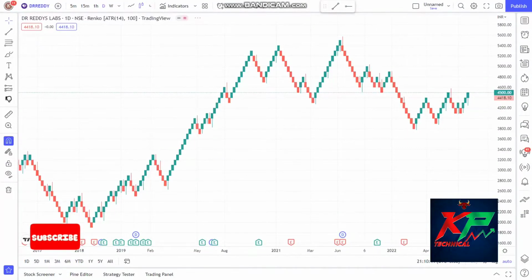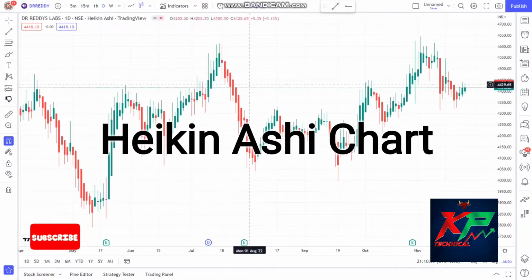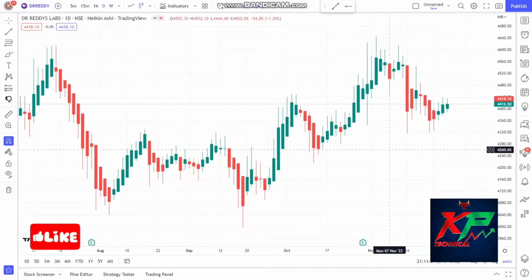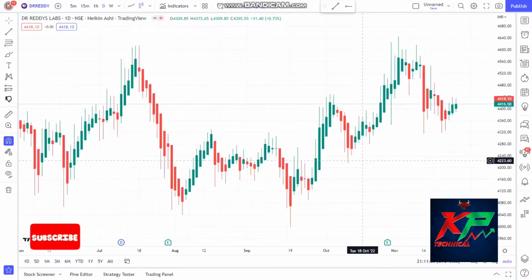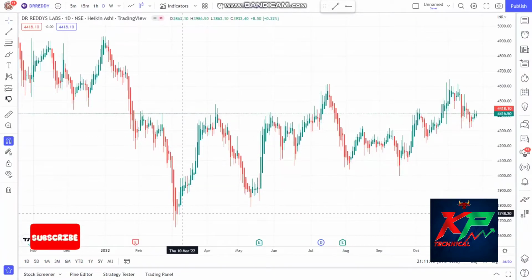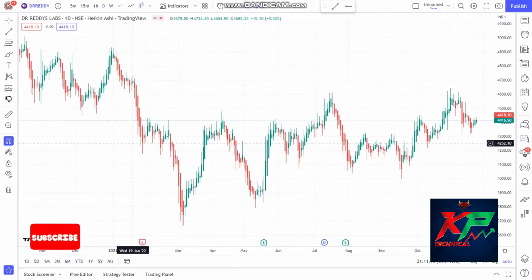Heikin Ashi Chart. Heikin Ashi is another type of popular technical chart that originated in Japan, and is quite similar to the Candlestick Chart. With this chart, you can visualize the uptrend and downtrend quite clearly. When there are continuous green candles without lower shadow, it's a reflection of a strong trend.